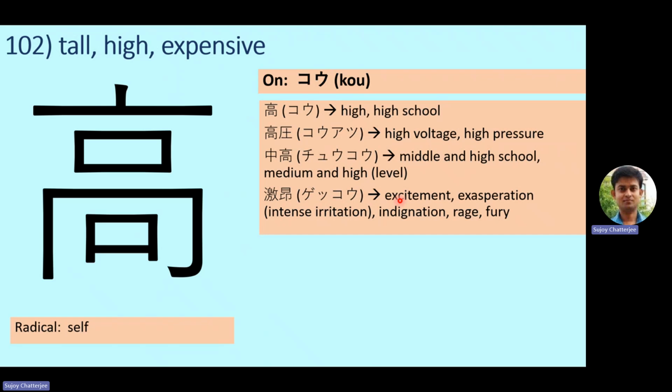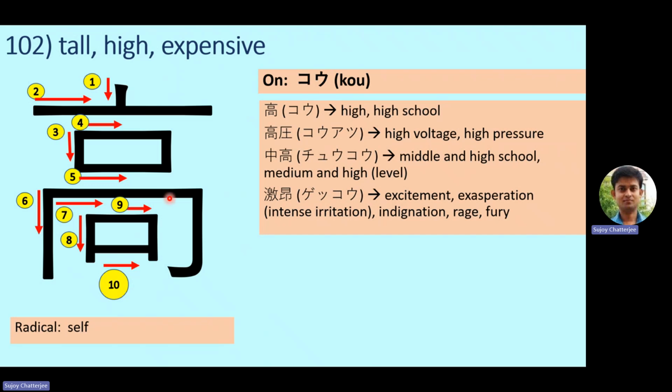Again, this is a radical in itself. There is no other radical involved. Let's look at the stroke order now. So obviously this is the first stroke, the second stroke, the third stroke, the fourth stroke up to here, the fifth stroke, the sixth stroke, the seventh stroke is complete, the eighth stroke, the ninth stroke, and the 10th stroke. So in 10 strokes, this will be prepared.